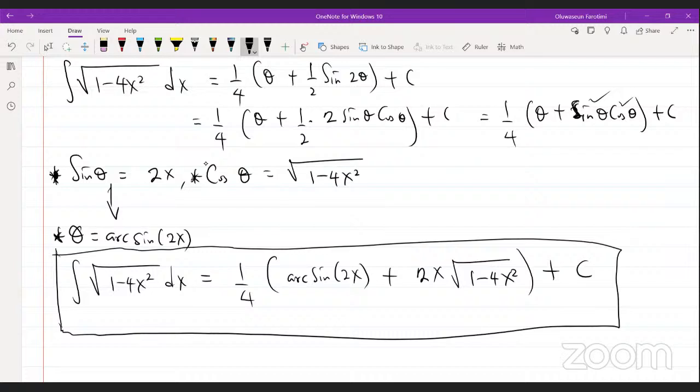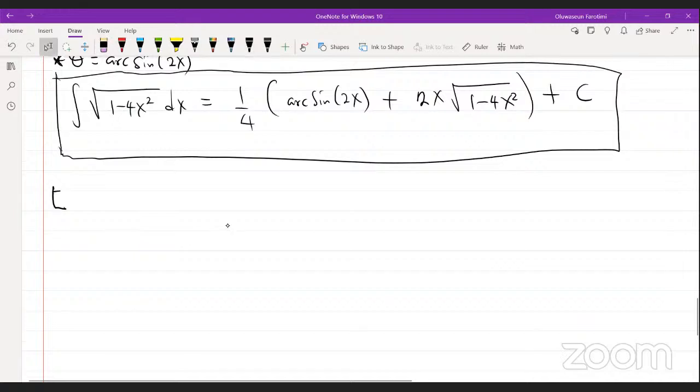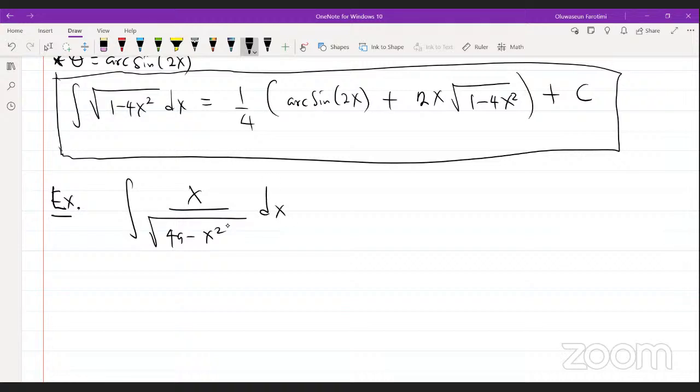Definitely, you can back up a little bit to still look at these ideas, okay? So just make sure you look at what we just did. All right, so now let's do one more example using this sine kind of substitution. Example: I have the integral of x over the square root of 49 minus x squared dx. How do I handle this, guys?